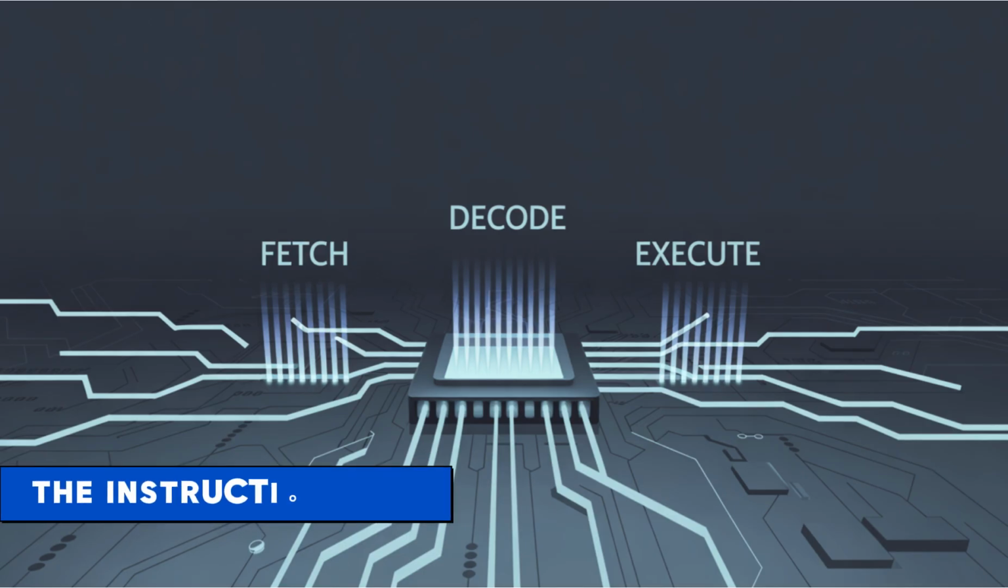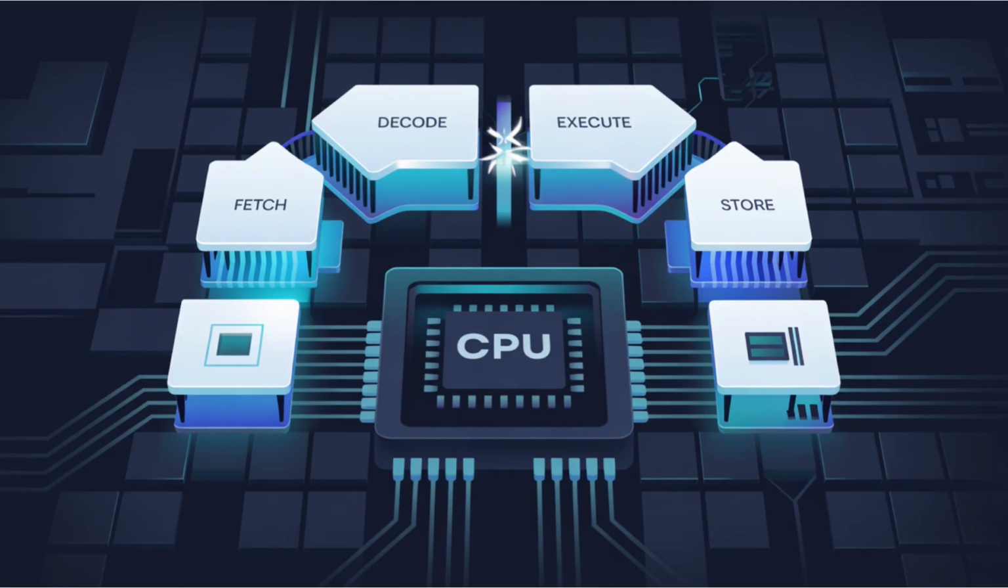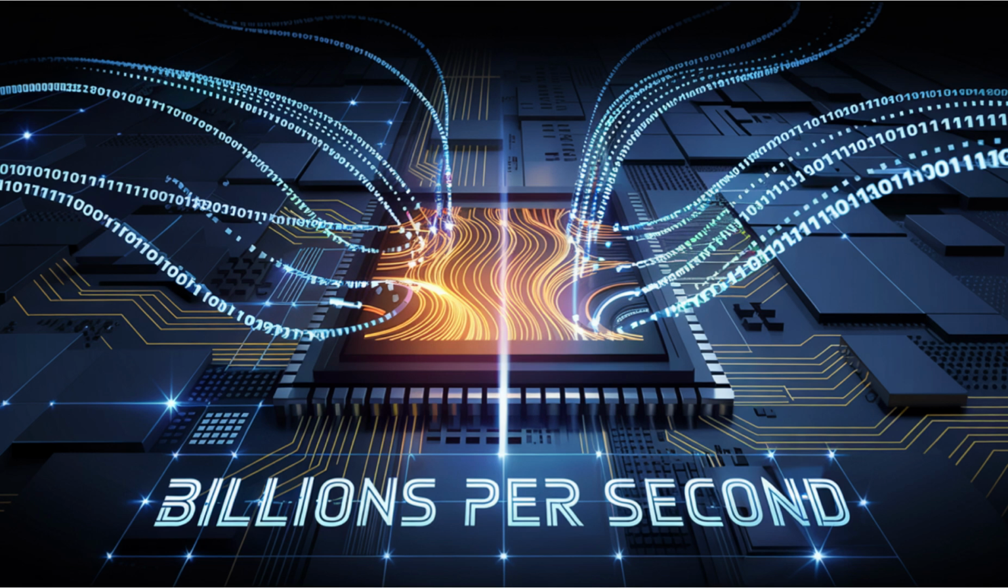To understand how hardware processes information, let's look at the fundamental rhythm of computing, the instruction cycle. First, fetch. The CPU retrieves an instruction from memory. Second, decode. The CPU figures out what the instruction means. Third, execute. The CPU performs the operation. Fourth, store. Results are written back to memory. This cycle happens billions of times per second in modern computers.